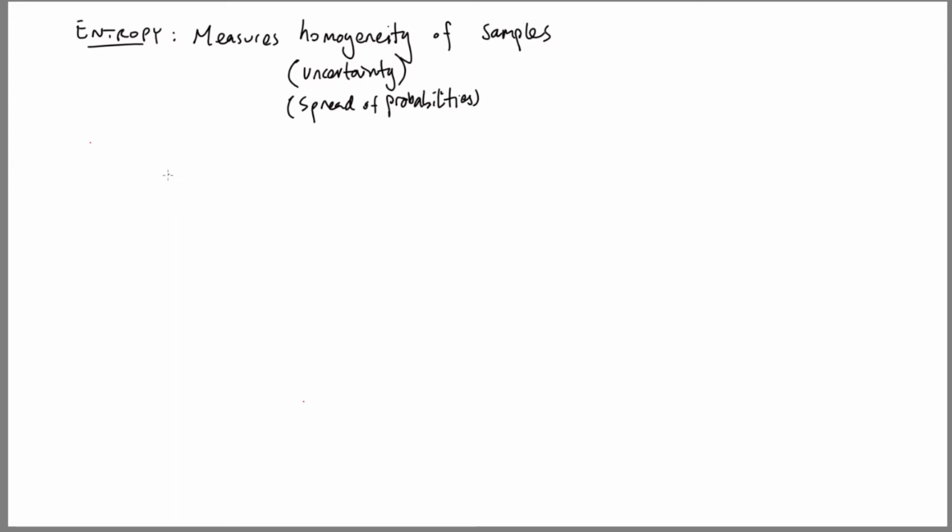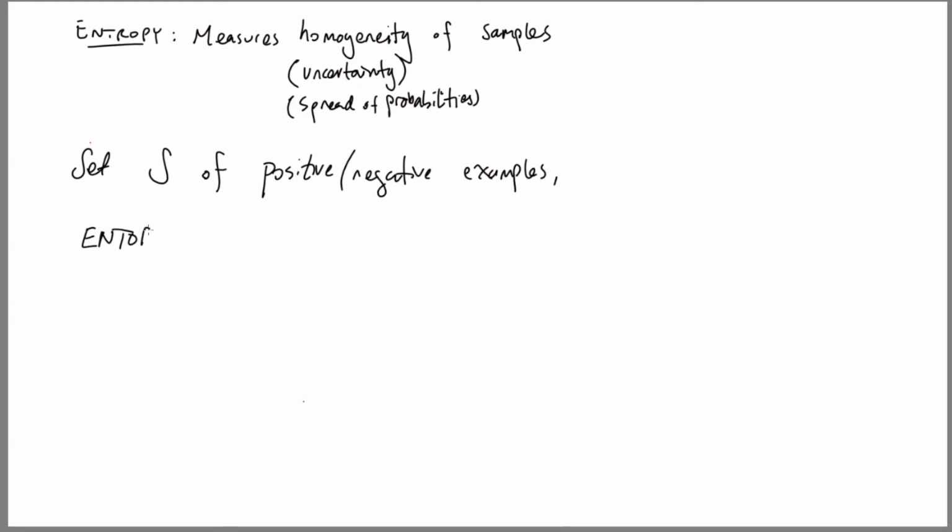Basically, if we have a set S, well, let's just look at the two class case. So positive and negative examples. Then we want to measure the uncertainty. We'd look at the entropy in the sample S, and I'll usually write this as H of S, equal to the following.